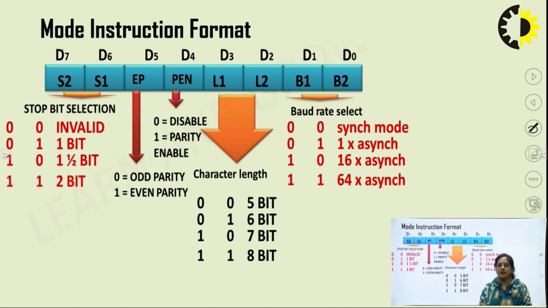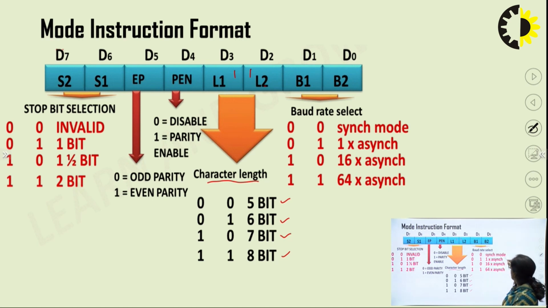This is the mode selection instruction format. Whenever we have to configure our 8251, we have to give the data, like when we create a frame: how many bits of data we want to store in a frame, whether 5-bit, 6-bit, 7-bit or 8-bit data. For character length selection, L1 and L2, bits D2 and D3 of the mode instruction format are used. So if I have to select 8-bit data in my frame, then both bits will be 1, 1. Now the baud rate: at what baud rate we want to transmit our data.